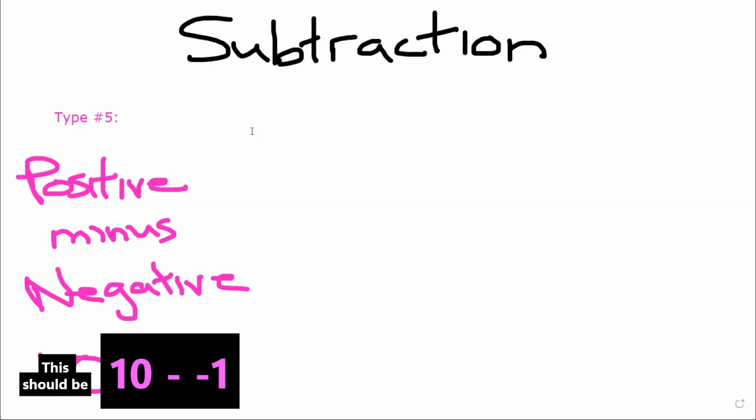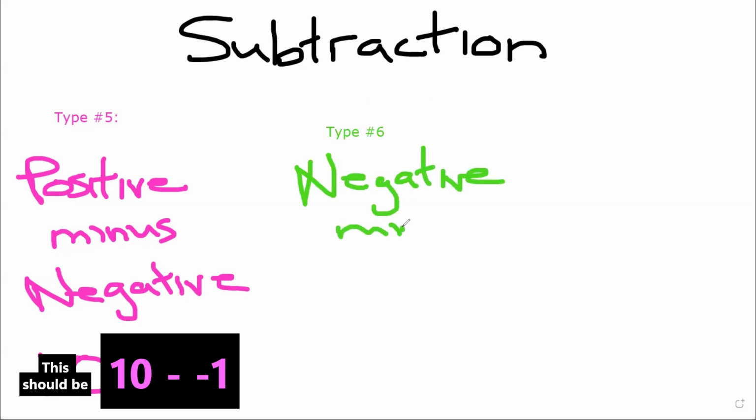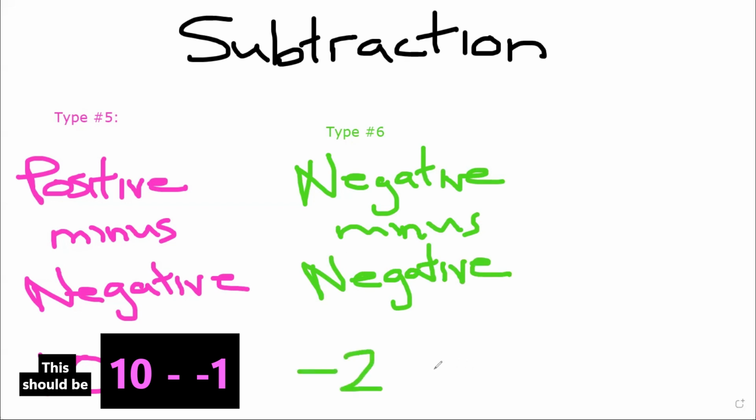Then we will do type number 6. And we're going to make that first number negative. So we're going to be doing a negative minus a negative. And so that would be something that looks like this.